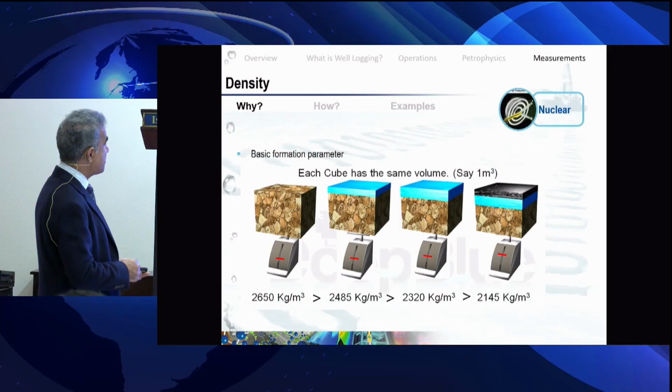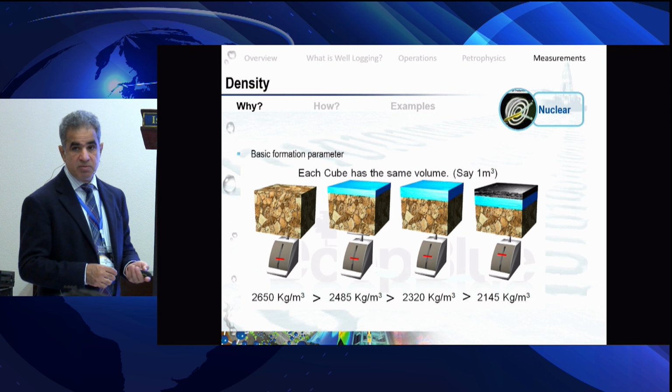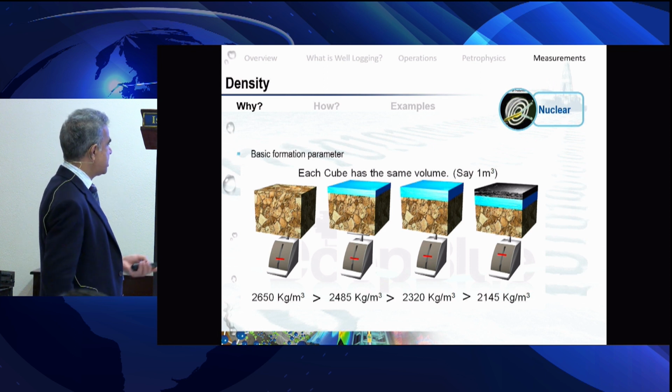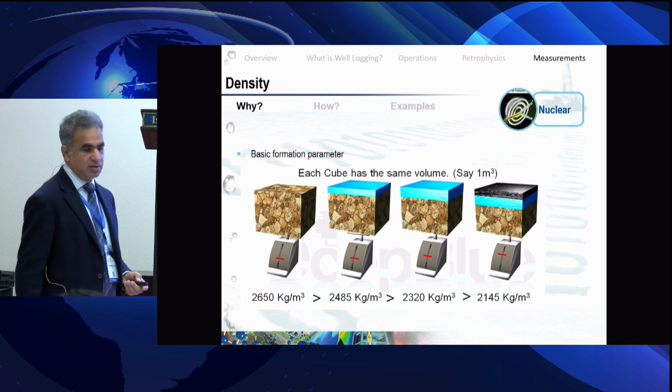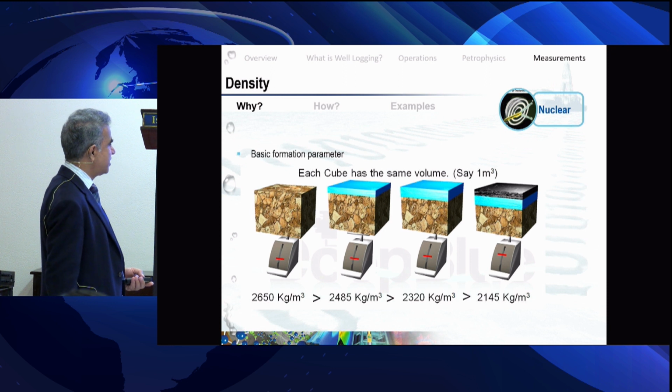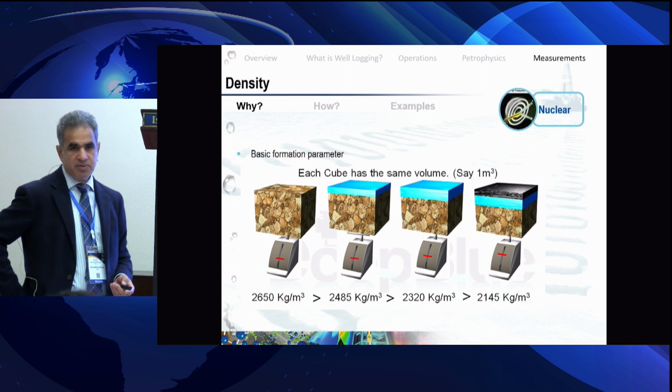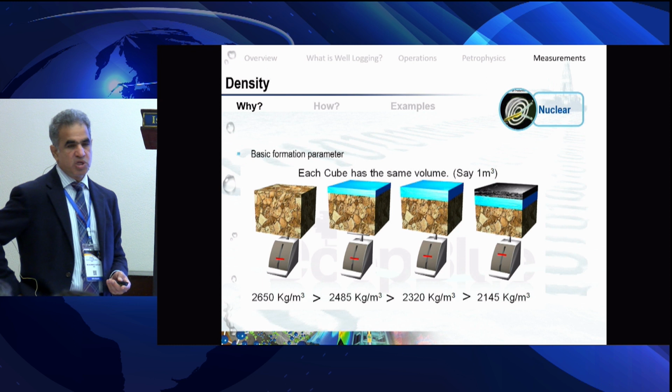So the basic formation parameter: each cube has the same volume, like 1 cubic meter, but you can see that on a weighing device, they show different weights, because it depends how hollow it is, how porous, and then what the porous part contains.